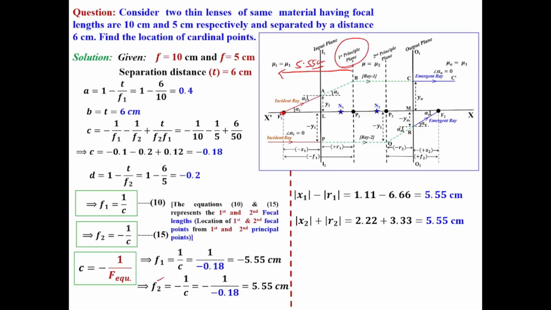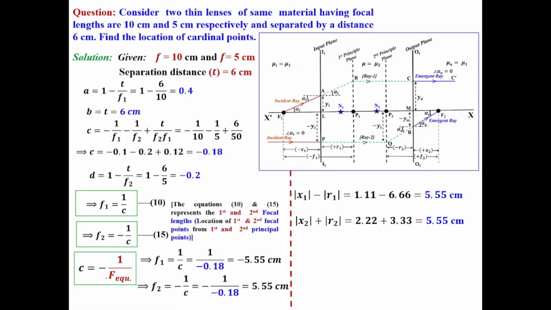The f2 value is nothing but minus 1 by c. Minus 1 by c means the same, but it is positive. That means we have to move from the second principal plane towards the right. How much distance? 5.55 centimeter. Then we can get the second focal point, right?